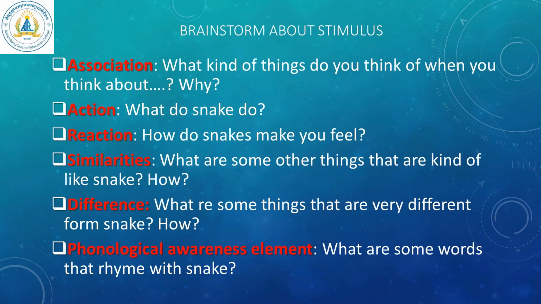Association. What kind of things do you think of when you think about snakes? Action. What do snakes do? Reaction. How do snakes make you feel? Similarities. What are some other things that are kind of like a snake? Difference. What are some things that are very different from a snake? Phonological awareness element. What are some words that rhyme with snake?